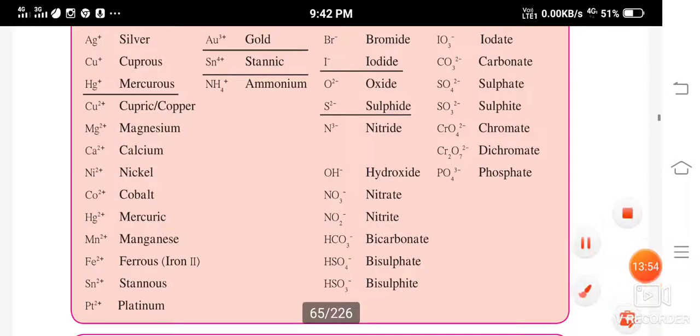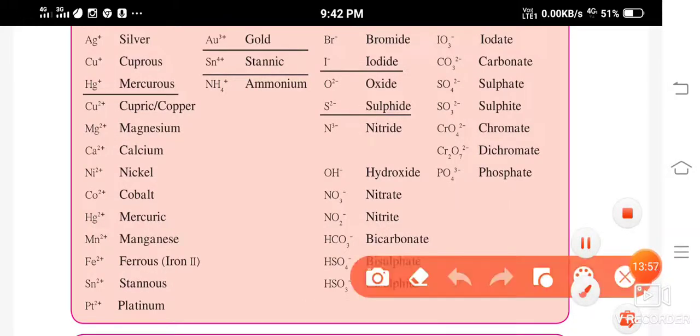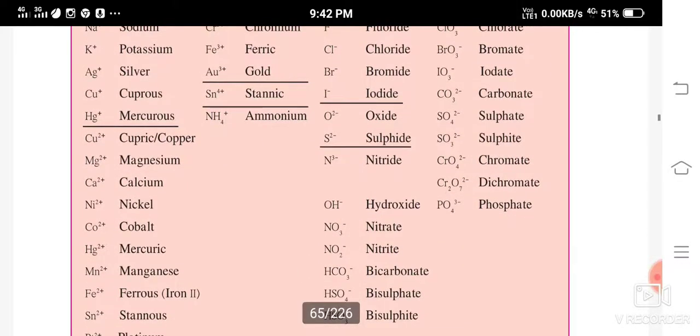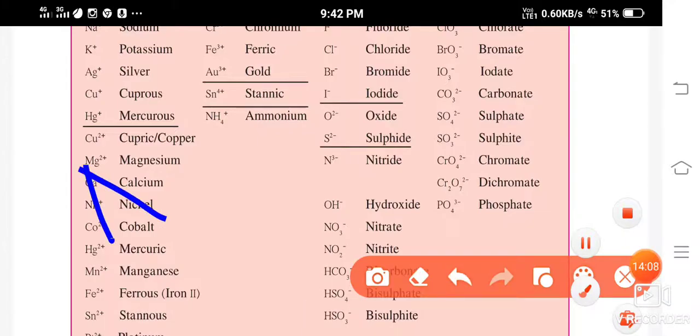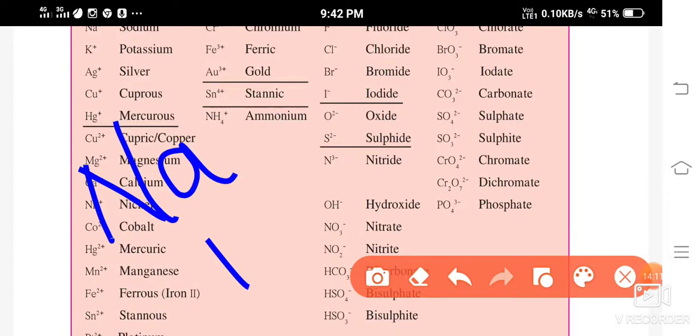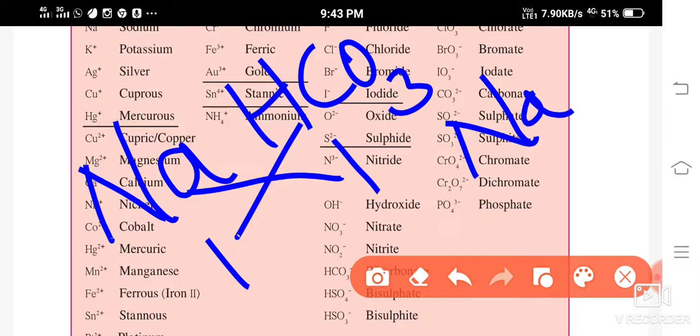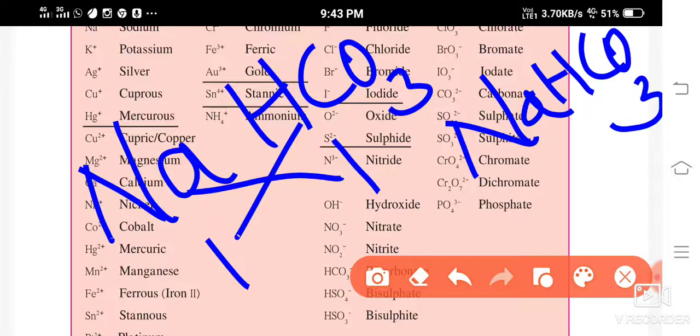So see, Na valency is 1, HCO3, the valency of bicarbonate is also 1. So again, cross multiplication. The valency is 1 only. It is NaHCO3. This is sodium bicarbonate.